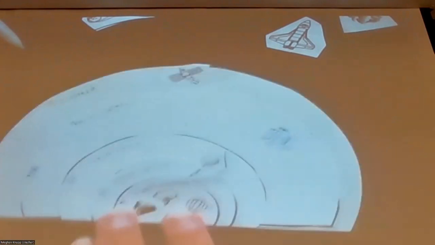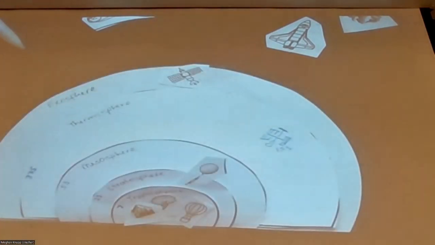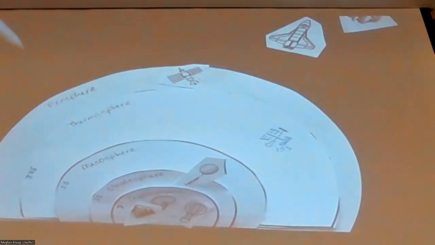And do you remember where we said the meteors? Those were in the mesosphere. That's kind of easy to remember. So go start with that.